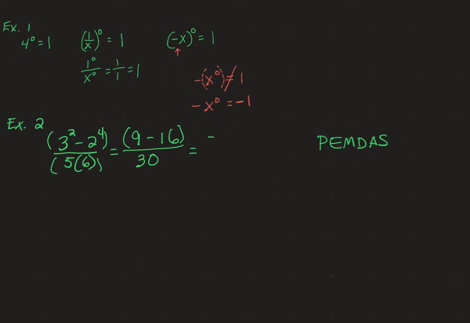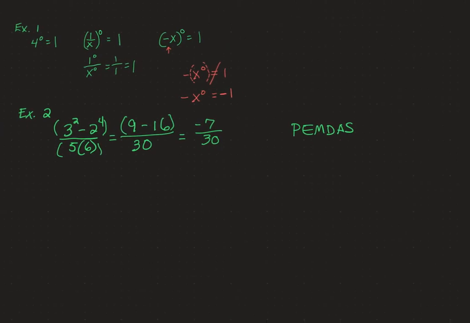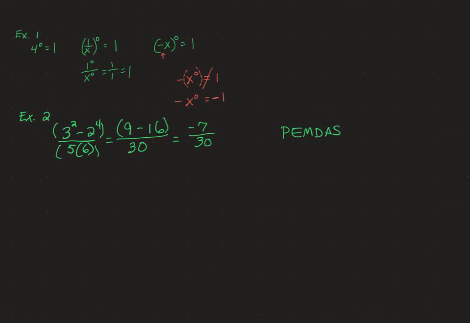So I have a negative 7 over 30. And I'm going to leave it like this. Because I started with a fraction, I'm going to end with a fraction. Yes, I could give you a decimal approximation of that, but that's good enough for now. In fact, that's the exact answer. The decimal approximation would be just that, an approximation. And moving on to example 3.